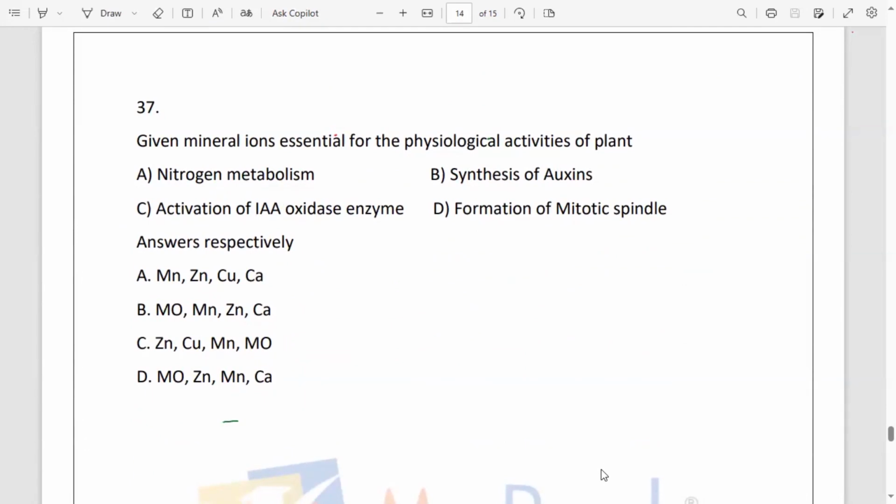Given mineral ions essential for the physiological activities of plants, with respect to the functions, we have to match the mineral ions. Here: nitrogen metabolism, synthesis of auxins, activation of IAA oxidase enzyme, formation of mitotic spindle. Nitrogen metabolism is with molybdenum. Synthesis of auxins requires zinc. IAA oxidase activator is manganese. Mitotic spindle apparatus formation requires calcium. So the answer would be the fourth option in sequence. 37, 4.